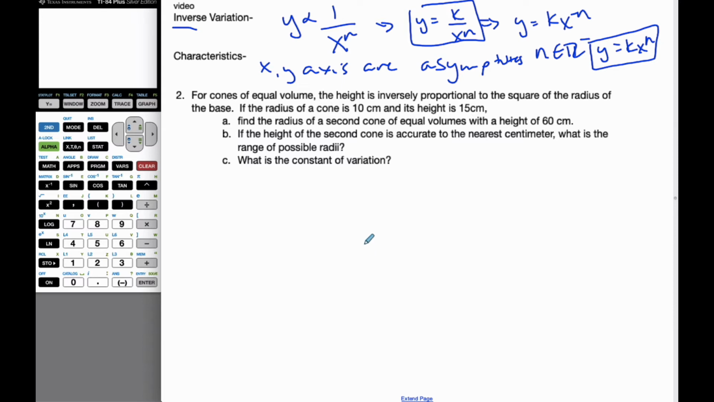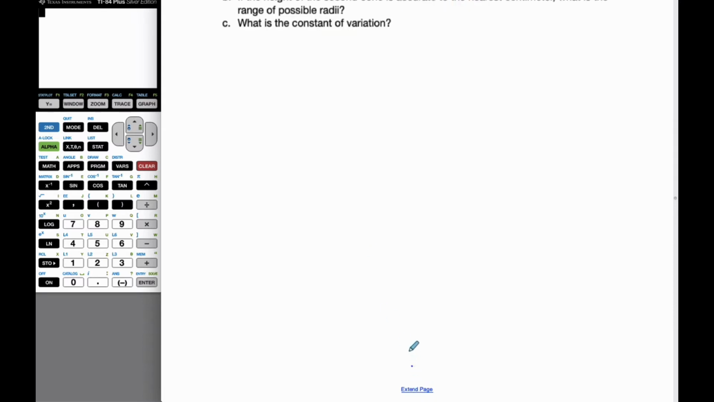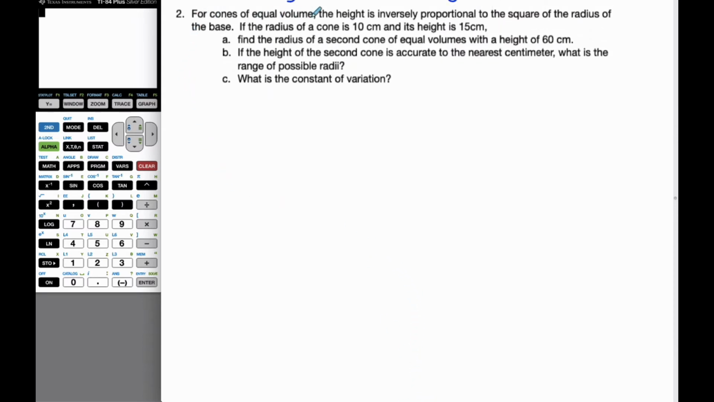So let's try an example here. We know that for cones of equal volume, the height is inversely proportional to the square of the radius of the base. So here's a cone, and it says the height is inversely proportional to the radius squared. This is what the words say.